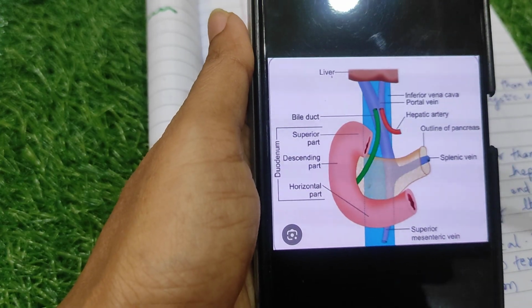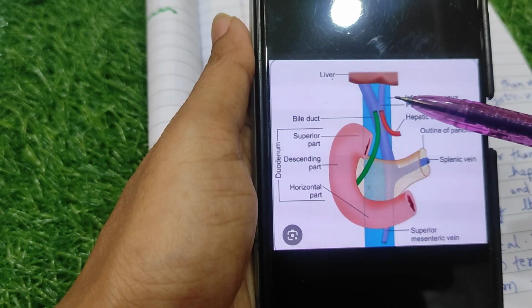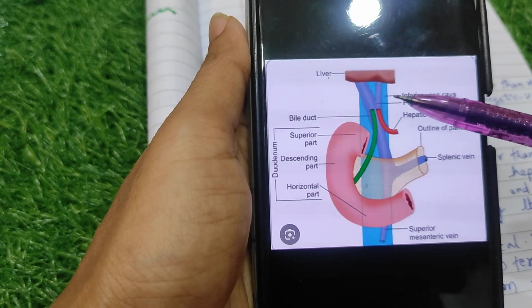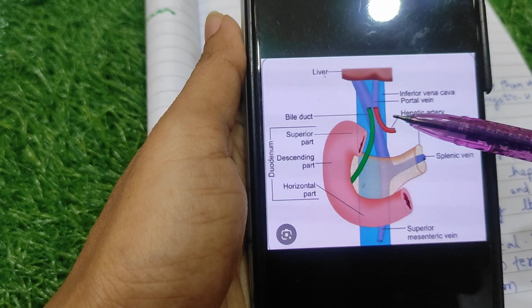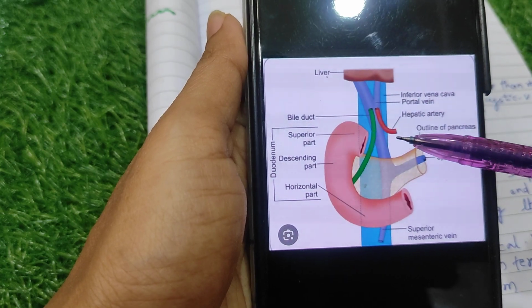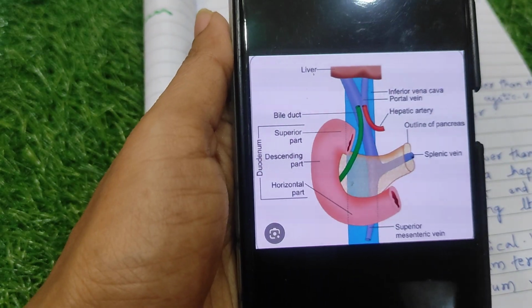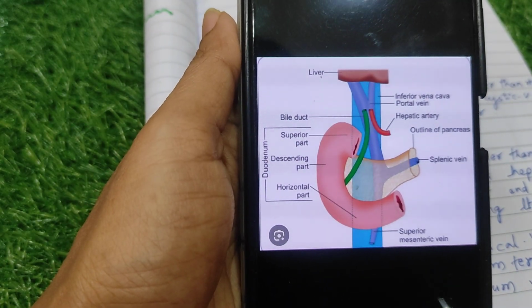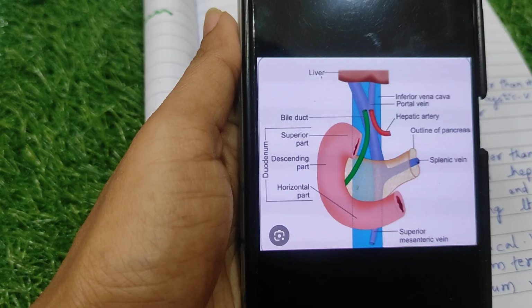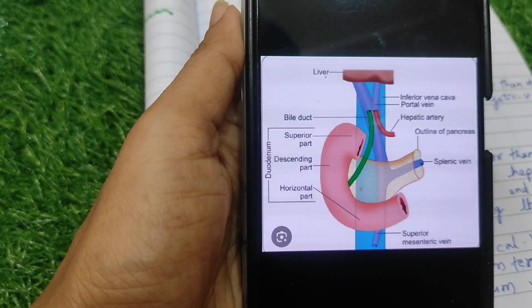So here you can see the relation of the portal vein with the inferior vena cava behind. Hepatic artery also you can see here, and here comes the duodenum and here is the pancreas. So you can see how posteriorly, anteriorly all are related to the portal vein.